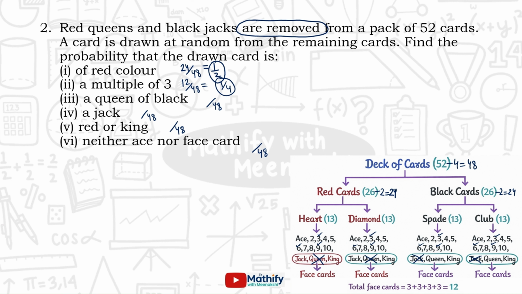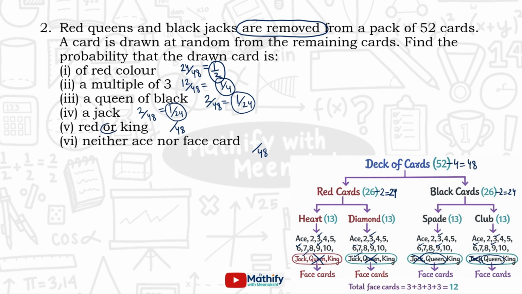A queen of black. So in black, you have to see queen. So we have 1 and 2. So answer is 2 by 48. You can write 1 by 24. Now a jack. How many jacks do we have? 1, 2. Because 2 we have already removed. So we have just 2 now. So answer is 1 by 24.